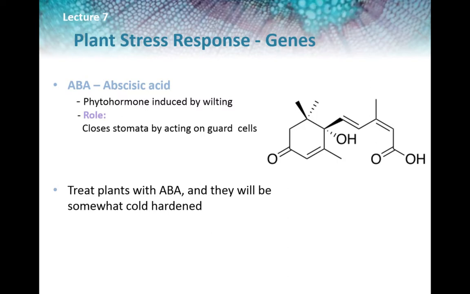Under cold stress, ABA slows down cell division in the vascular cambium, adjusting plant cells to cold conditions and protecting dormant buds from the cold stress. Plants that are treated with ABA will be somewhat cold hardened.